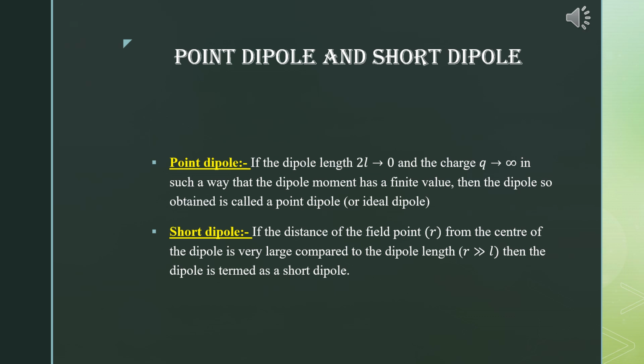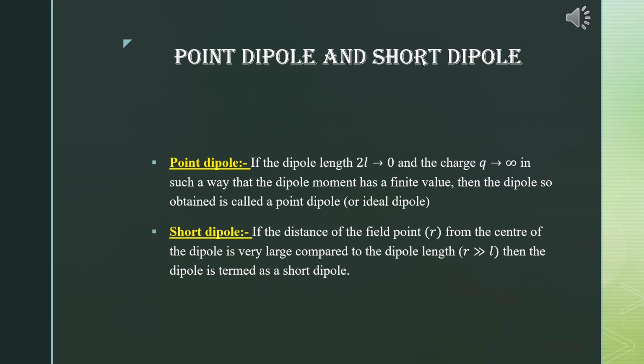Now keep on shrinking the distance, keep on making 2L tend to 0. Obviously, to keep the dipole moment fixed and finite, we have to increase the value of q. So in the limit when 2L tends to 0 and the charge q tends to infinity, meaning 2L decreases to a very small value, q increases to a very large value, and the dipole moment remains finite, then the dipole so obtained is known as a point dipole or ideal dipole. But remember, the length 2L cannot be equal to 0, as I told you in the last slide also, because if it is equal to 0, then the dipole will not be there.